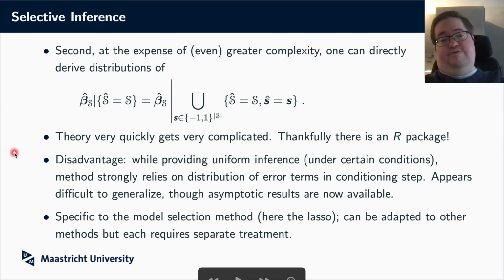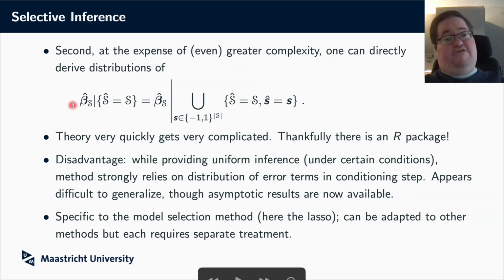Now, there are some disadvantages to the selective inference method. I think the major advantage is that it's probably one of the most natural ways to account for an initial model selection step by simply conditioning on it. The disadvantages are that, yes, although we do get uniform inference, so that is clearly an advantage, the method does rely on the distribution of the error terms in the conditioning step, because we need to get these explicit results, we have to make some assumptions on distributions. Otherwise, this will not be feasible anymore.